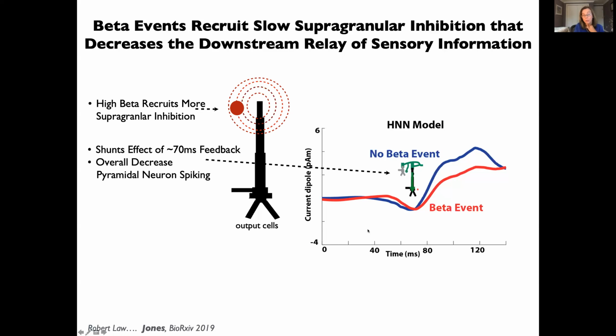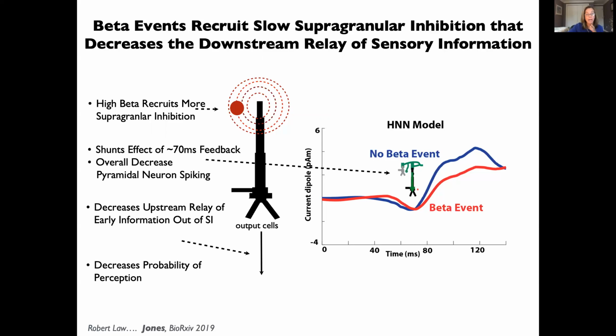The overall spiking activity in the pyramidal neural populations will be decreased. And if the overall spiking in this primary sensory area is decreased, then the signal never gets out of the primary somatosensory cortex to get to the rest of the brain, and the subject says, I didn't feel the tap to the finger. So again, a beta event creates a lot of inhibition.